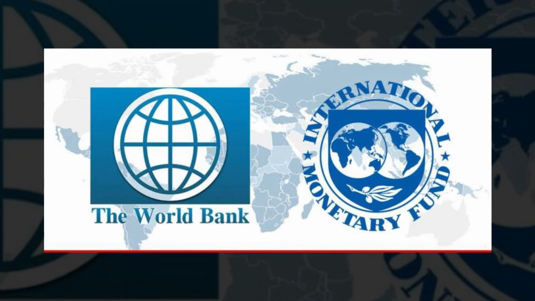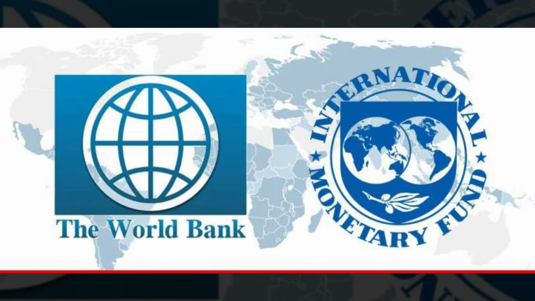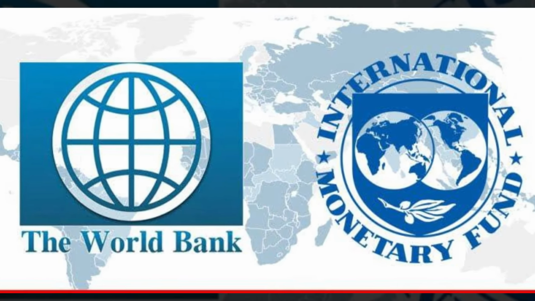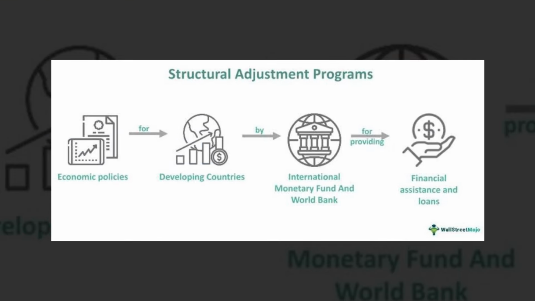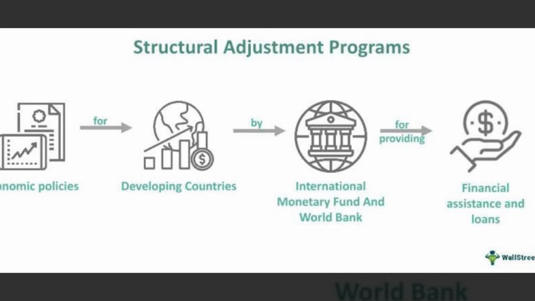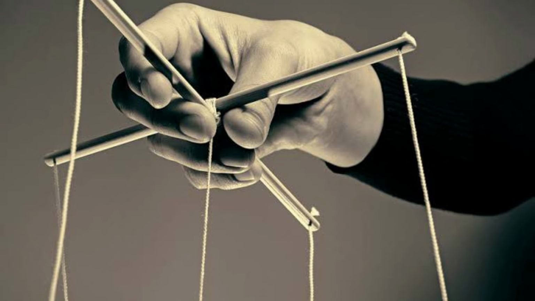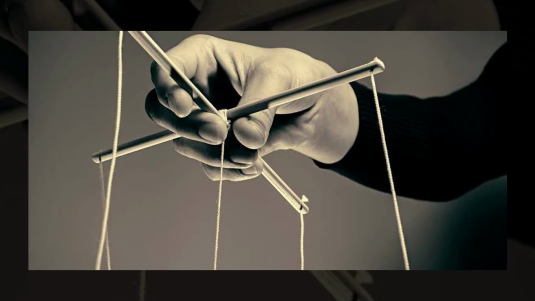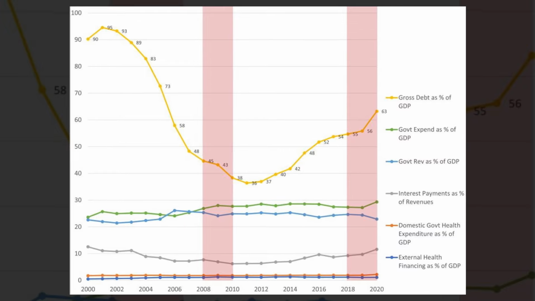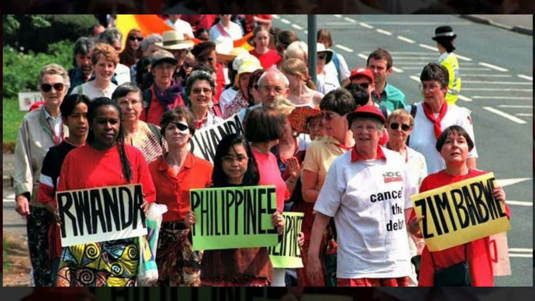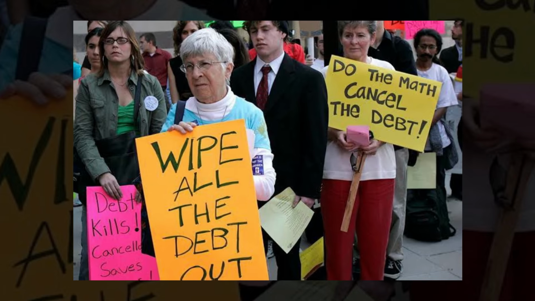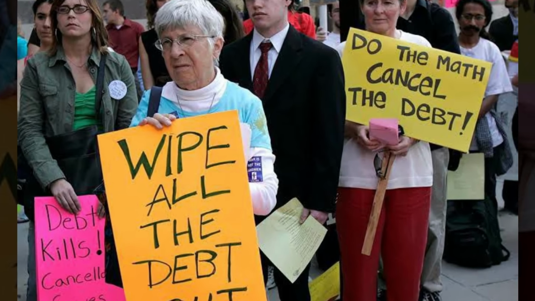In the 1980s and 90s, institutions like the International Monetary Fund and World Bank, both heavily influenced by the US, imposed structural adjustment programs on developing countries. In exchange for loans, nations were forced to privatize state industries, cut public spending, and open their markets. The result? Widespread poverty, unemployment, and a loss of sovereignty.